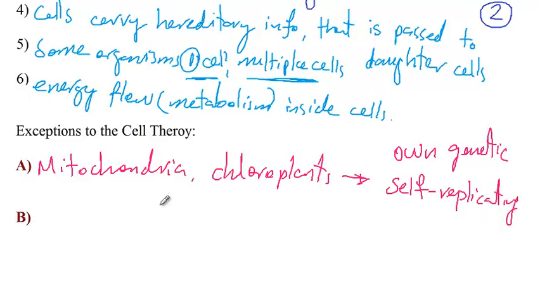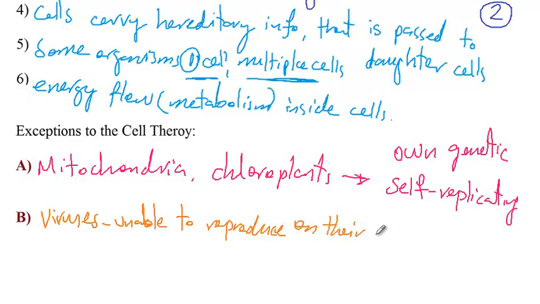The other exception is the viruses, which have many features of life, but they're unable to reproduce on their own. They have to be inside a host cell in order to reproduce. So since viruses are unable to reproduce on their own, they are not considered a living organism.